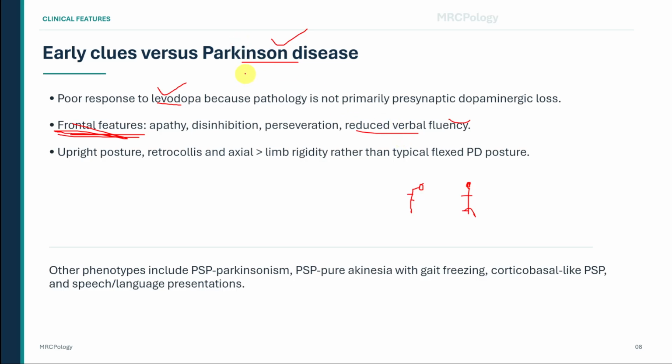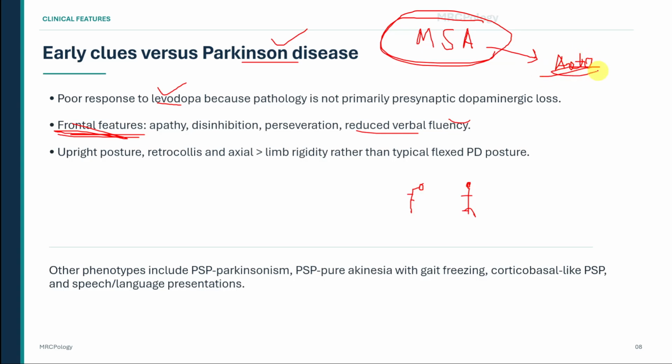Do not confuse PSP with multiple system atrophy. Multiple system atrophy can also give poor levodopa response and early autonomic dysfunction. But in MSA, look for prominent autonomic failure, such as severe postural hypotension, urinary retention or erectile dysfunction, and cerebellar signs. Vertical supranuclear gaze palsy is not the key feature of MSA.